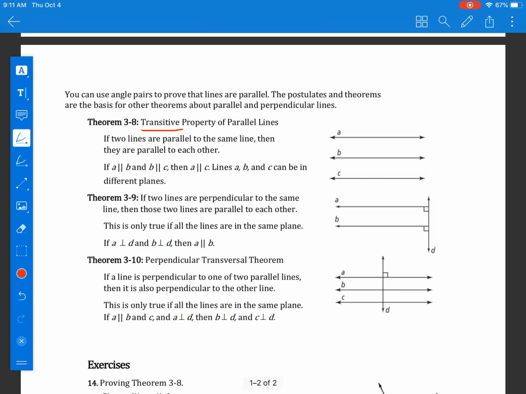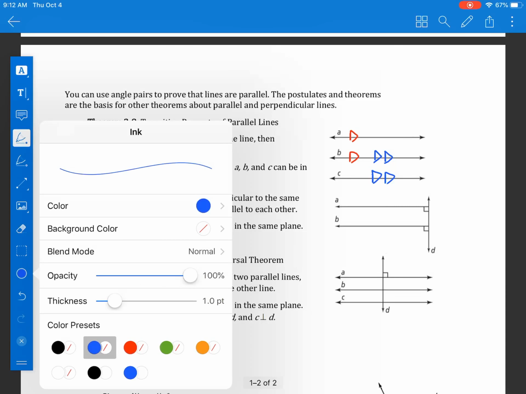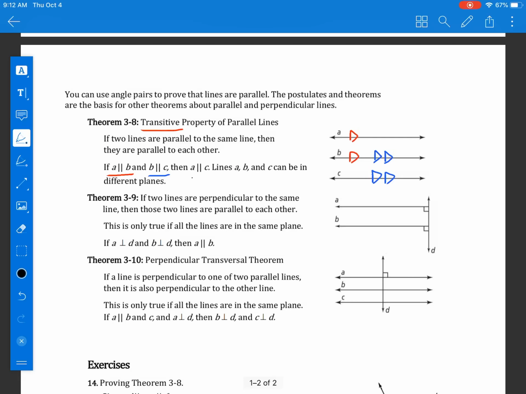So let's add some pictures in here. Okay, I'm told if A is parallel to B, so I'm going to add in my little triangles that prove those lines are parallel. And then I'm told B is parallel to C, so I'm going to add another set of triangles. I changed the color so you can see it a little easier. Okay, then A is parallel to C. So in this picture, I know that A is parallel to C. They will never intersect. It ends up allowing that all three lines in the picture are parallel lines.